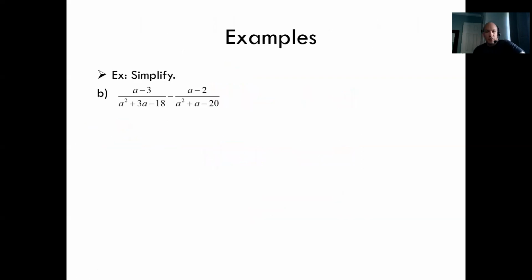Okay, here's just another one. So this one's a little trickier. First of all, let's factor this out. So the best way to do this, I think, I'm going to do it below. So we've got a minus 3 here. What's the bottom going to factor into? Looks like a plus 6 and a minus 3. Over here, this is going to factor into a plus 5 and a minus 4.